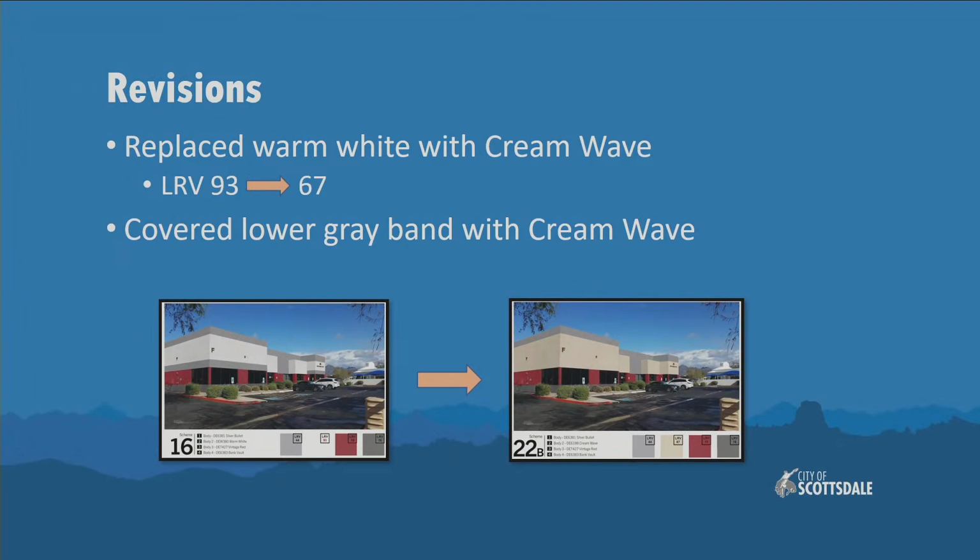With respect to the revisions since that time, the applicants have replaced that white color with a more beige cream hue. This has effectively reduced the LRV from that white body from a 93 to a 67. The cream hue has also extended lower than the white previously did and covered that central gray accent band that was part of the original proposal.